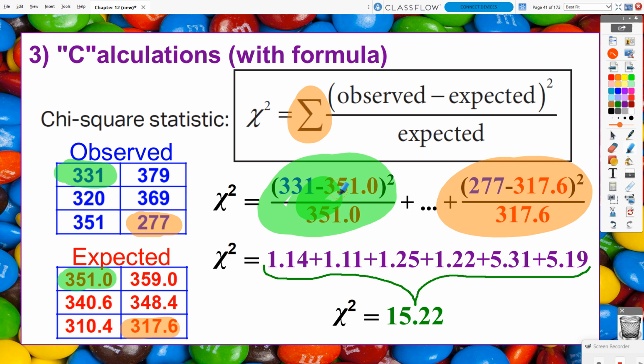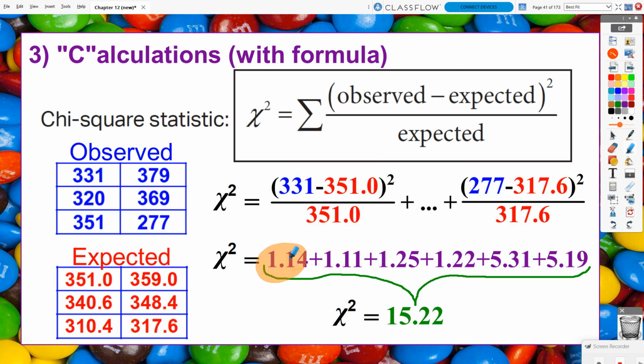So in the end, there are technically 6 of these individual values, and we're going to add them all together. Now, I listed out what all the individual chi-square test statistic values were, just so we could look at them and see maybe where the most off value was. But in the end, our chi-square test statistic is a total of approximately 15.22.